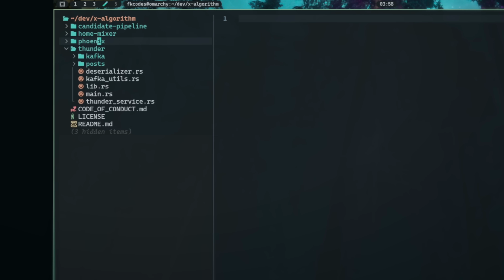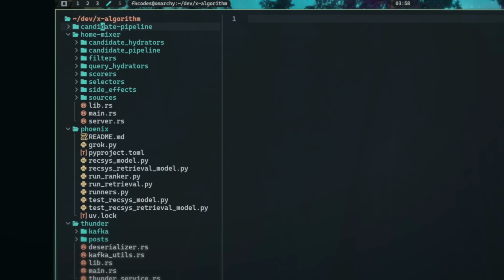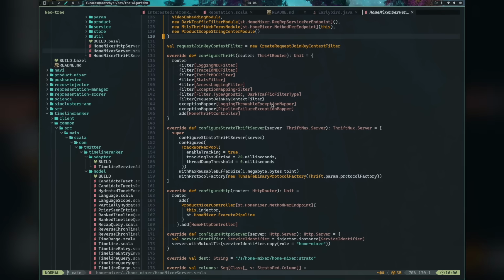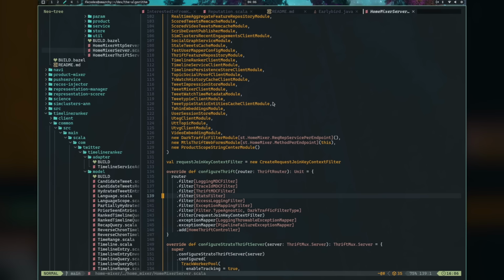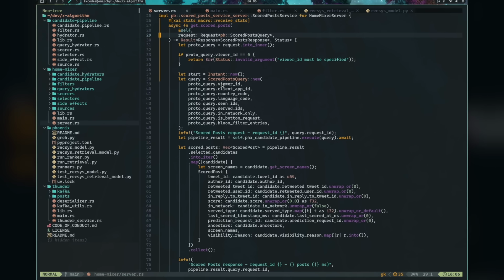4 directories, 4 components. That is the entire algorithm. Kinda. We'll get into that rewrite here in just a second. But we need some context first. You see, Home Mixer, which was our last little bit of Scala and Java left, was entirely rewritten in Rust. It still serves the For You feed, but with a completely different approach that I'll explain.